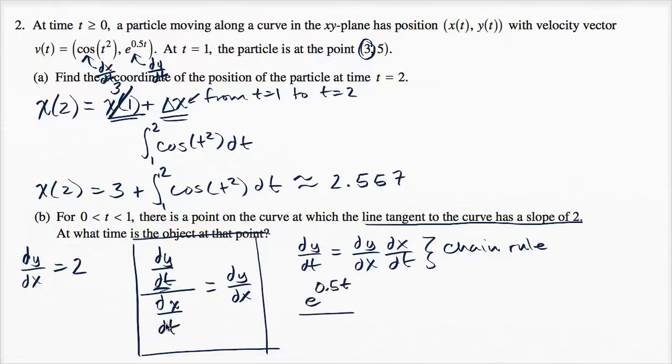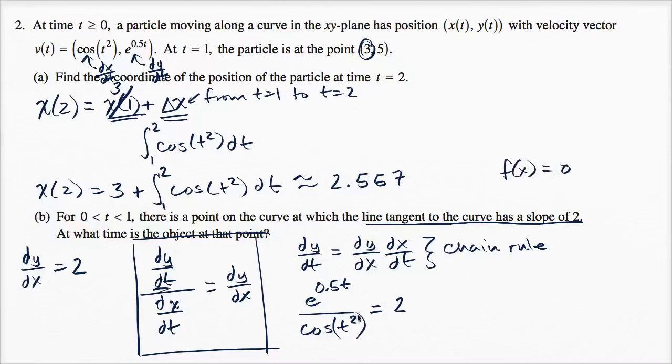And then we divide it by the derivative of x with respect to t, which is the x component of the velocity function, so cosine of t squared. And so this is the derivative of y with respect to x. And we need to figure out at what t this equals 2. In our calculator we need to set this up so it's some function of x equal to 0.